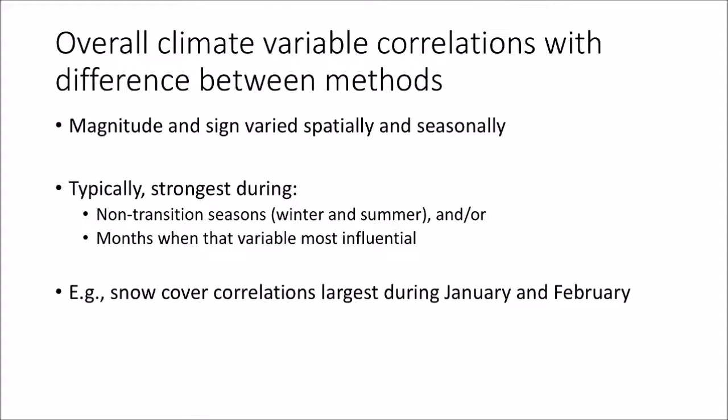So obviously, during the transition seasons, you have lots of weird things happening, big temperature jumps, frontal passages, things like that. A little more settled in the winter and summer, so you see the stronger correlations. And also the months when the climate variables are most influential, naturally you see them having a stronger influence or a correlation with the difference between methods. So the ready example of that is snow cover. Shows strong correlation in January and February when, of course, snow cover is most present here in the CONUS.